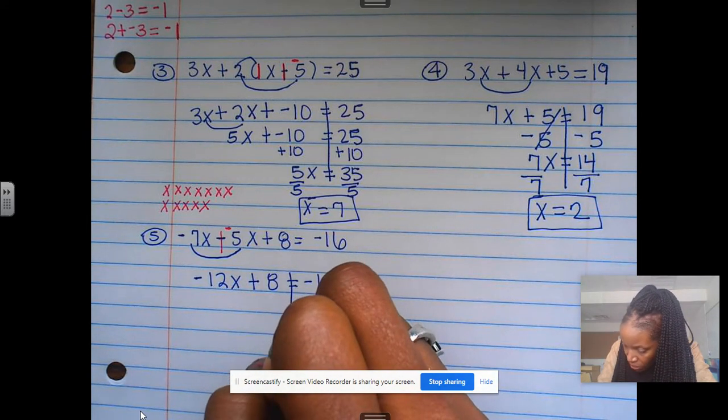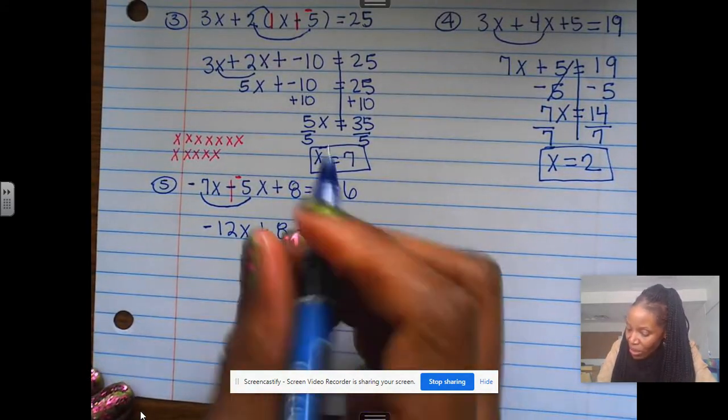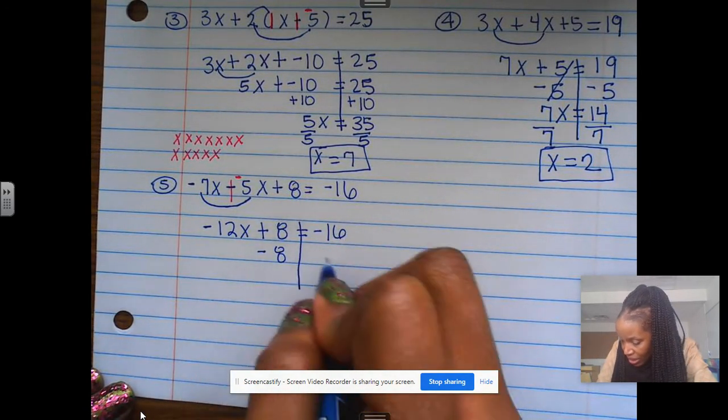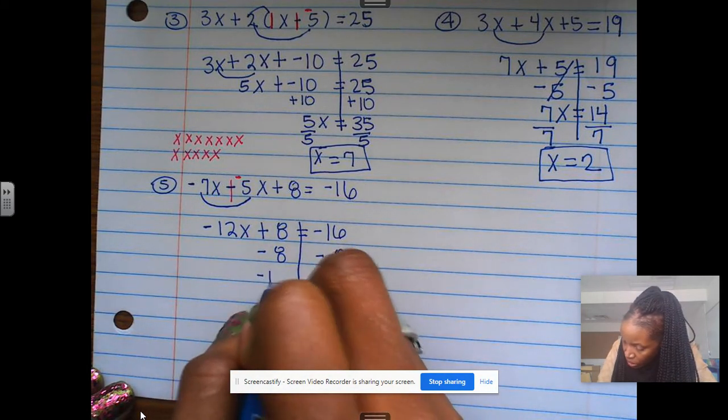You're back at your two-step equation. And then, I don't know why that line's so crazy. So from here, what am I going to do? Subtract my 8, because that's add. And then I'm going to bring this down. So I'm going to end up with negative 12x.